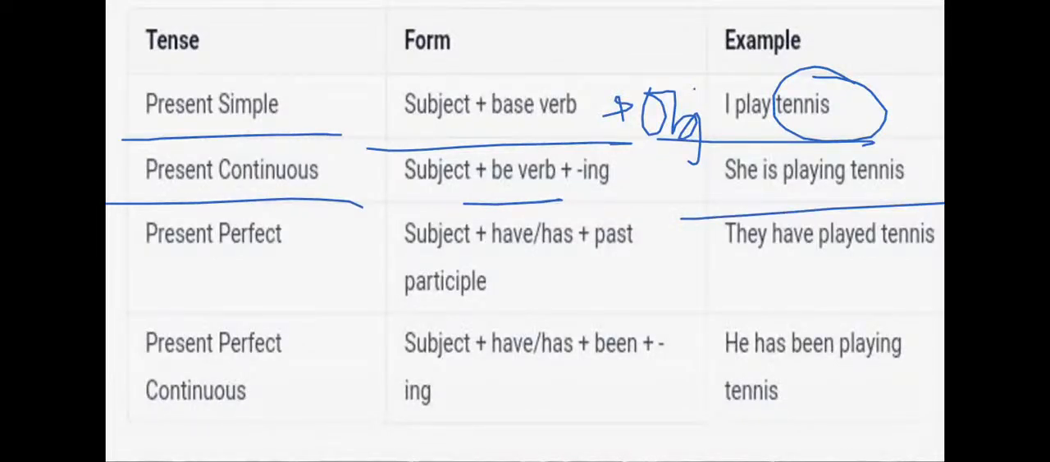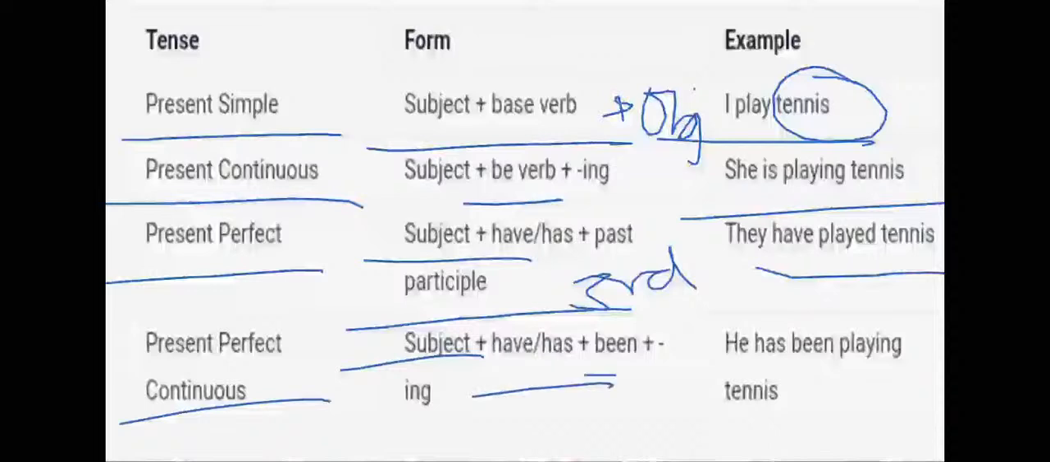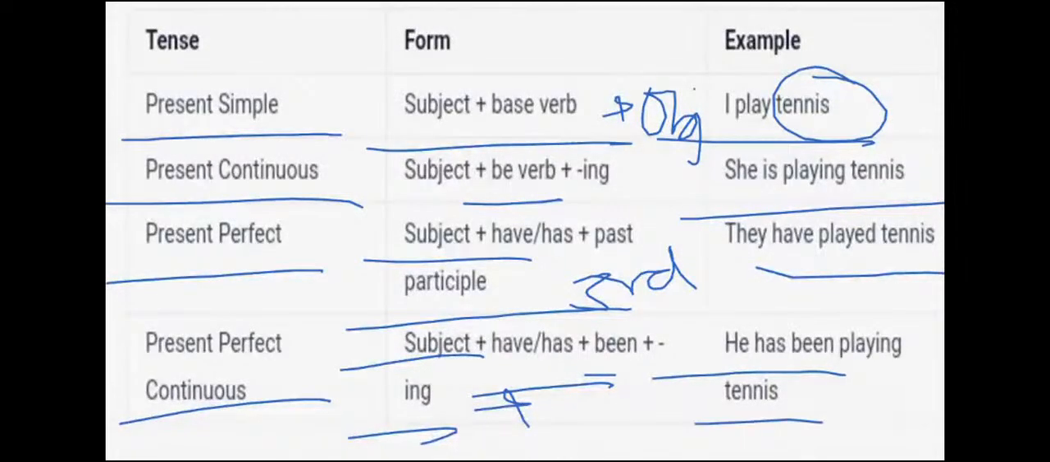She's playing tennis. Now present perfect: subject plus has or have plus past participle, which means the third form of the verb. Okay, they have played tennis. Now present perfect progressive means subject plus has or have plus been plus the ing form of the verb, and plus object if you want. He has been playing tennis. And all these things are the affirmative version.